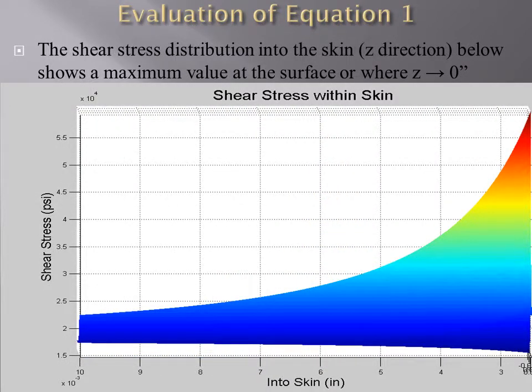When the stress is looked at in the z direction, the trend is very obvious. As the value of z approaches 0, the shear stress approaches its maximum value. This means that the maximum shear stress occurs at the surface of the skin. This makes sense physically as well as analytically, since you would expect a tear to start at the surface.